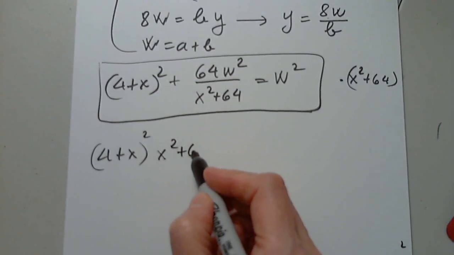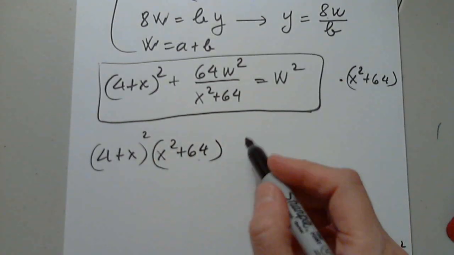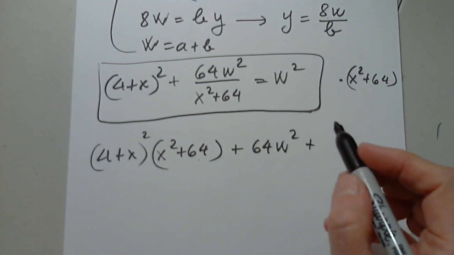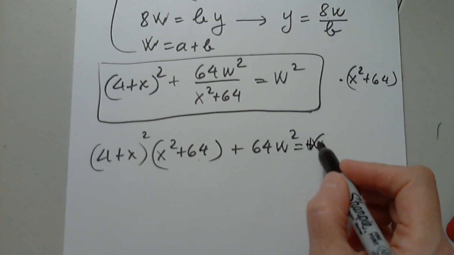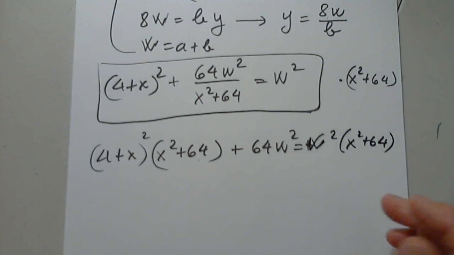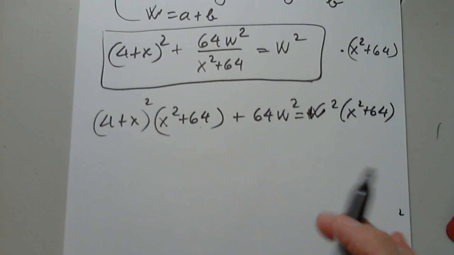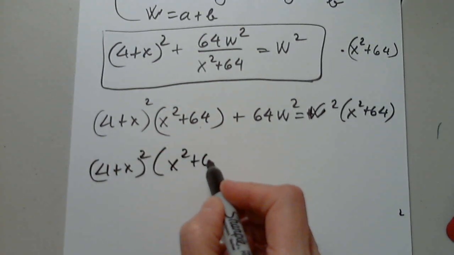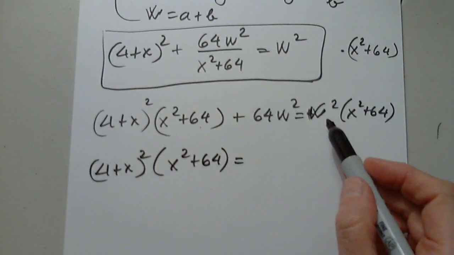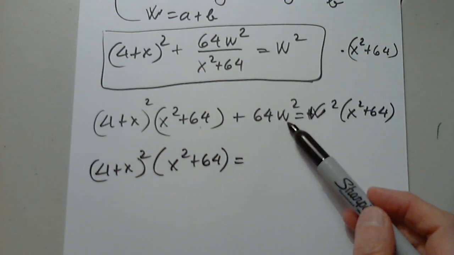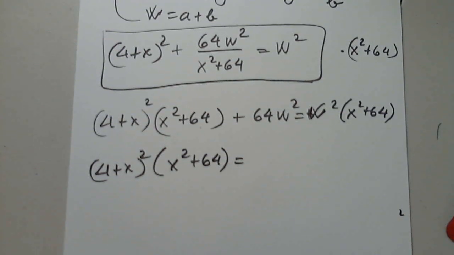times x squared plus 64 plus 64w squared, no, not plus, equals w squared times x squared plus 64. Wow. Okay. So 4 plus x everything squared times x squared plus 64 equals... look at that. So 64w squared and 64w squared will go away. So I have x squared w squared.